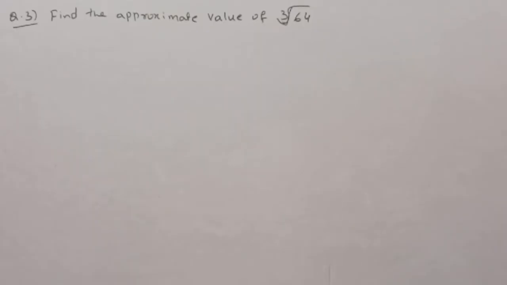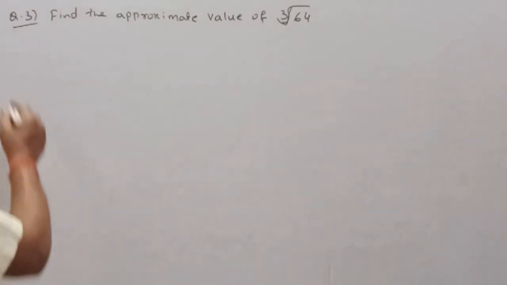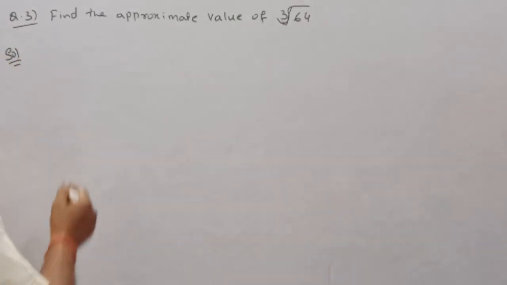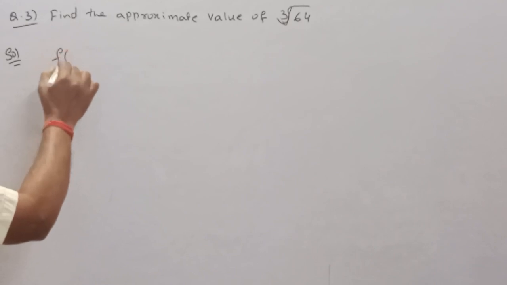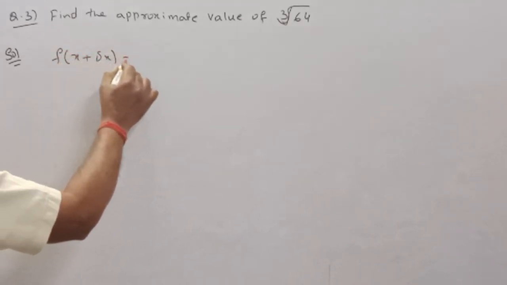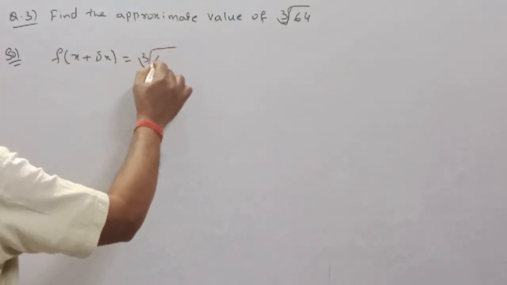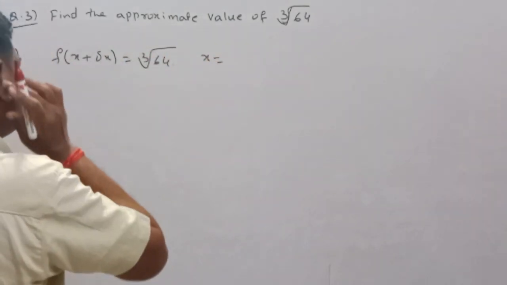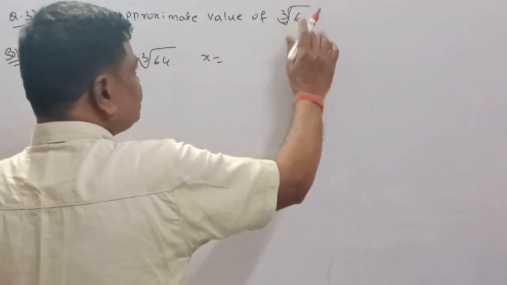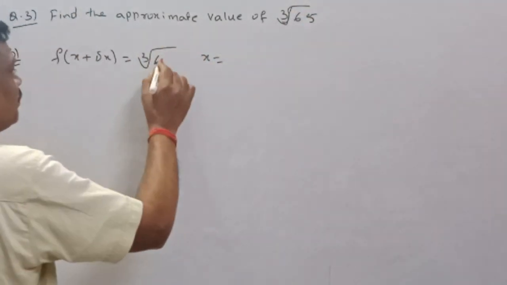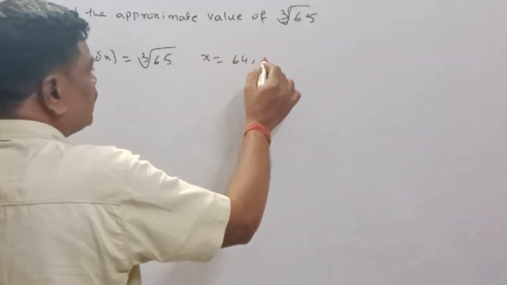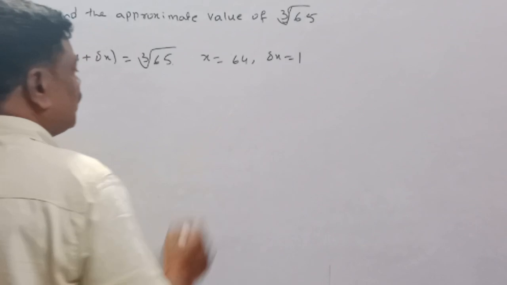Here we have one more problem. Find the approximate value of cube root of 65. So here, given f of x plus delta x is equal to cube root of 65, where x is equal to 64 and delta x is equal to 1, you take.